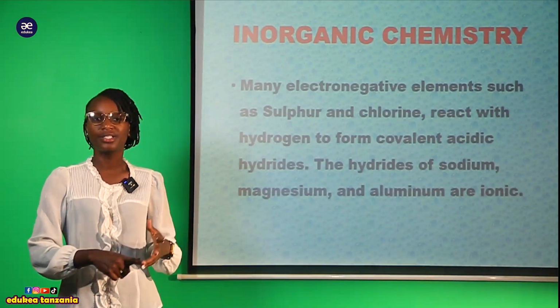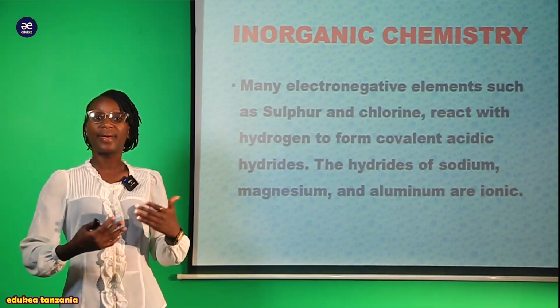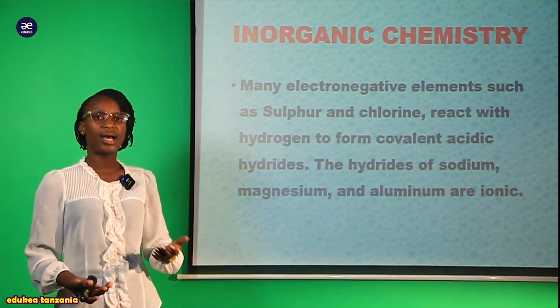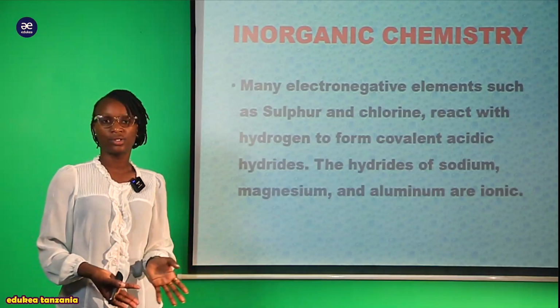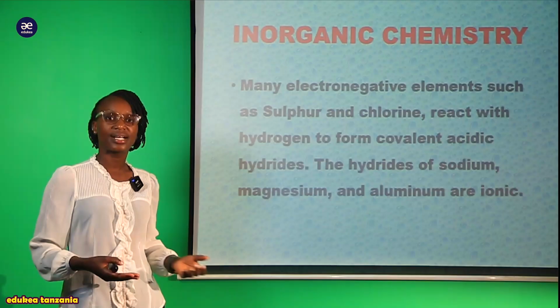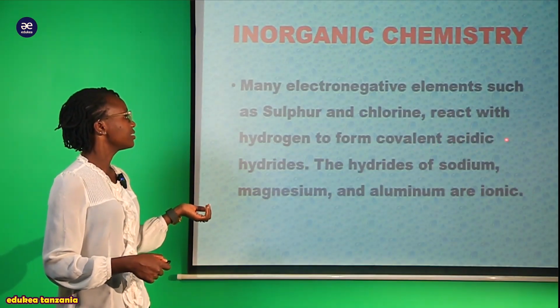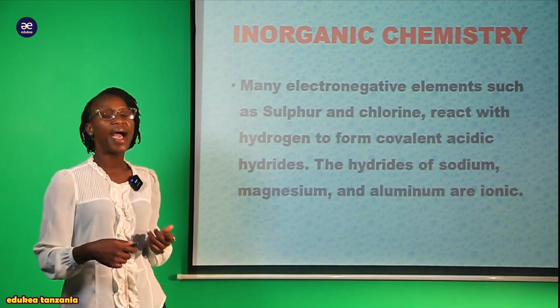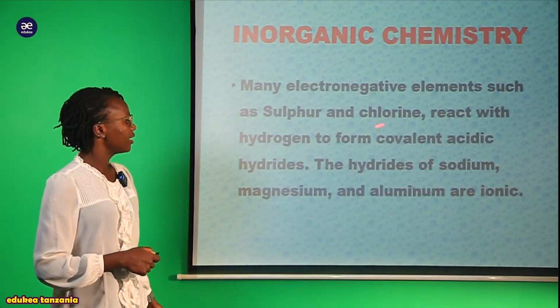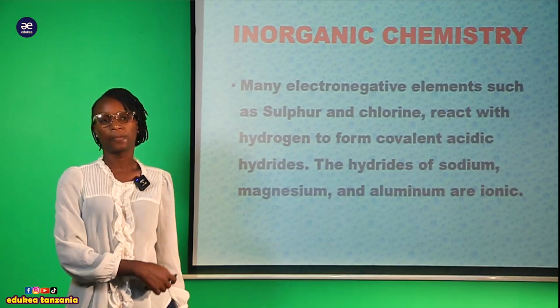For instance, sodium and magnesium form ionic hydrides and they exist with a basic character. But when we come to sulfur and chlorine, these are non-metals, and they form covalent character. When they form this covalent character, they exist as acidic hydrides. So the hydrides of sodium, magnesium, and aluminum are ionic.